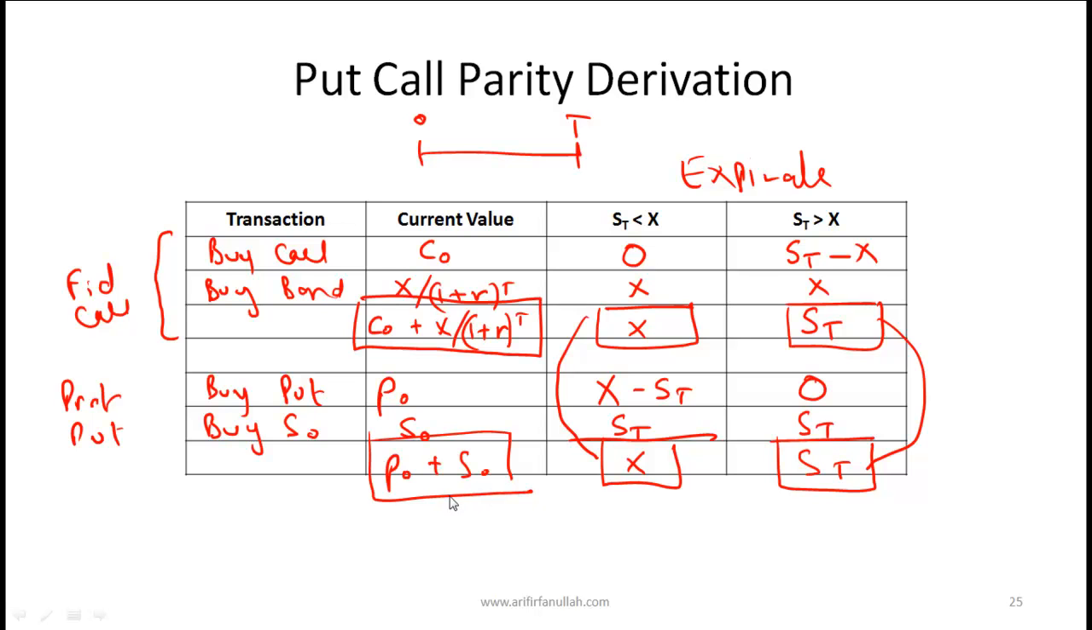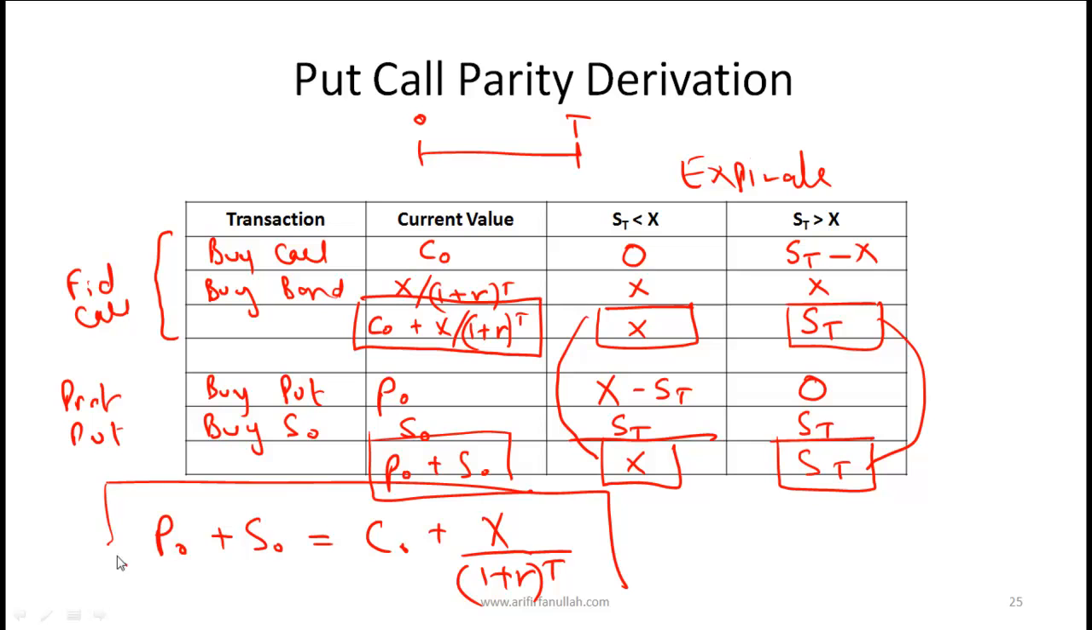And to help you memorize, I will write this again. Remember, we are saying that protective put is equal to fiduciary call. So protective put, P naught plus S naught, is equal to our fiduciary call, which is C naught plus X over 1 plus R to the power of T, where T is the time remaining in years. You need to memorize this relationship. Even if you can't reproduce this whole example, that's alright, but you must be able to reproduce this equation.